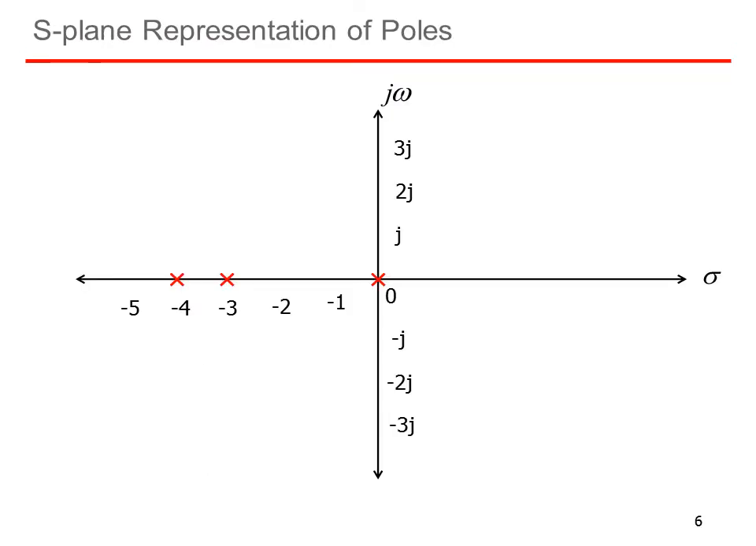Now let us see how to represent these poles in the S-plane. See the S-plane. On the x-axis it is having the real terms denoted by sigma, and on the y-axis it is having the imaginary terms denoted by j omega. So we have calculated the poles as 0, minus 3, minus 4. See, the poles are represented by the cross sign on the S-plane: 0, minus 3, minus 4.